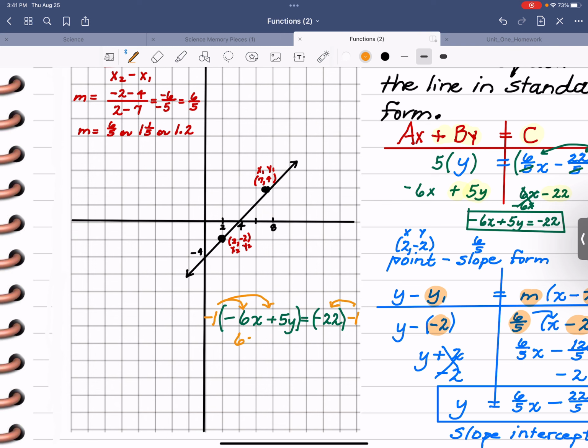So 6x plus, negative 6 times negative 1 is positive 6. Negative 1 times positive 5 is negative 5. The signs are reversing, and then this would become a positive 22. That's what I'm looking for. That is the equation that matches this line in standard form.